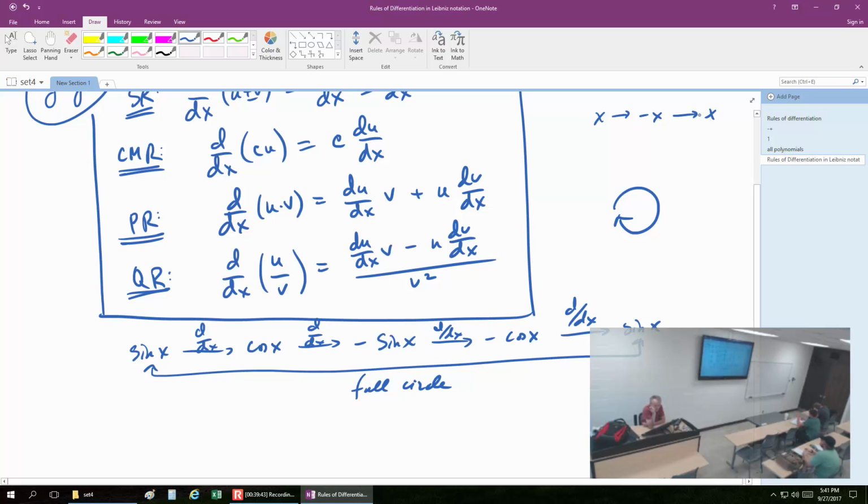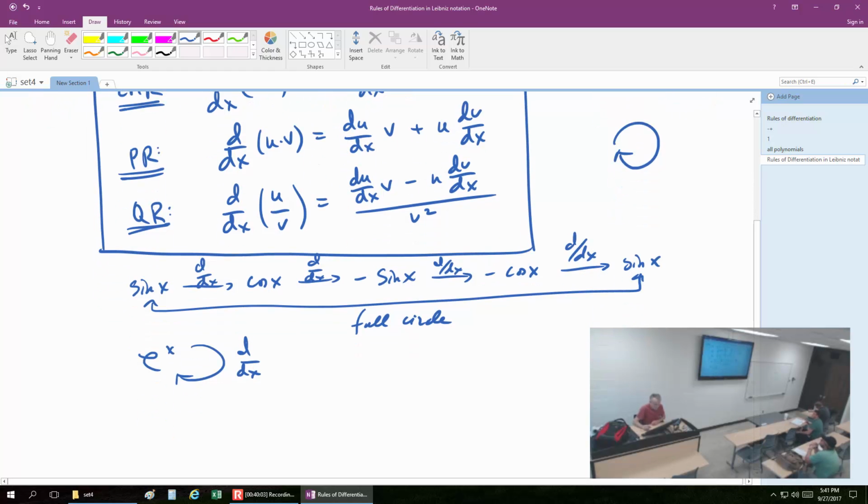But with functions there is more room to happen. There is, however, the simplest one under differentiation: the exponential function base e comes back to itself right away. So it's like a stationary point. It doesn't matter how many times you differentiate, it's the same function. Cosine, by the way, also has a full circle. Cosine also makes 4 steps. You make 4 differentiations, and you are back to the same function.